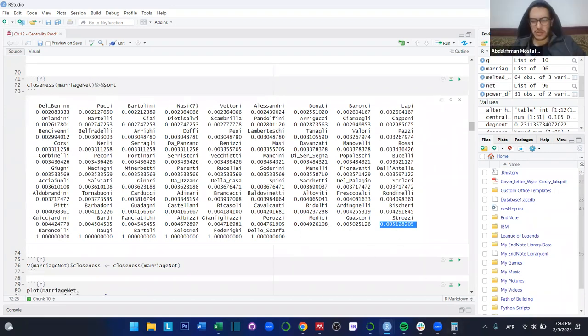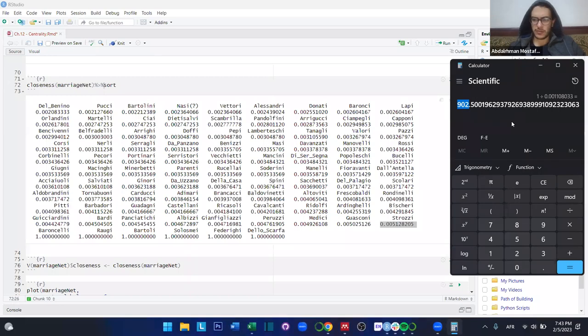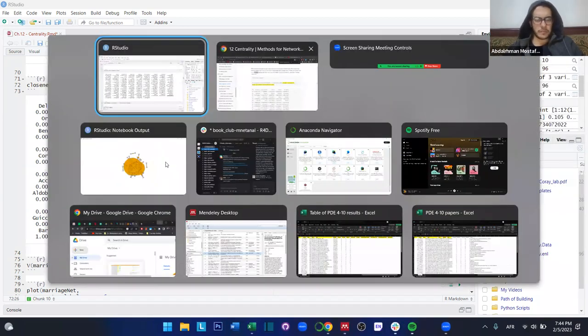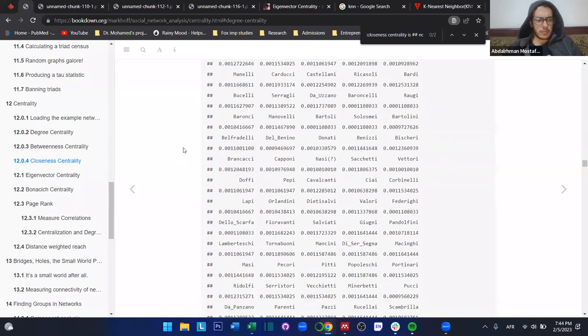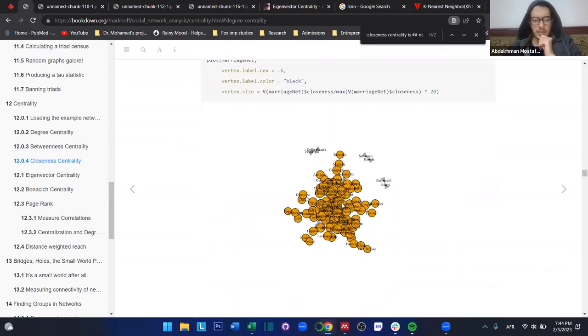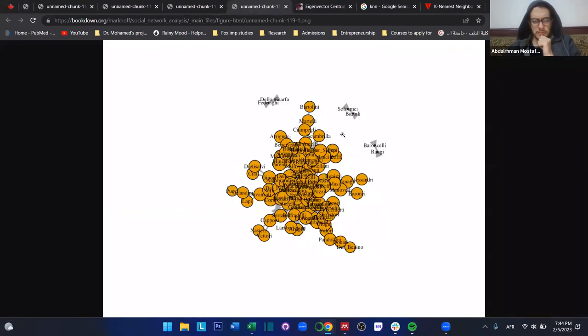And if we find the reciprocal of this in order to calculate the fairness, it would make much more sense, I think. Yeah, 195, that number is much more believable than the previous one. So anyways, that was the closeness centrality. And this is how it is plotted in this graph.